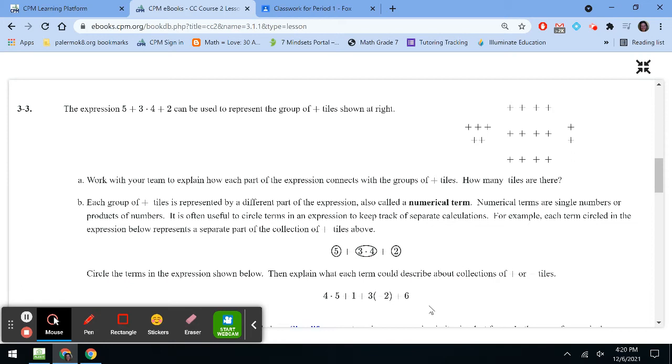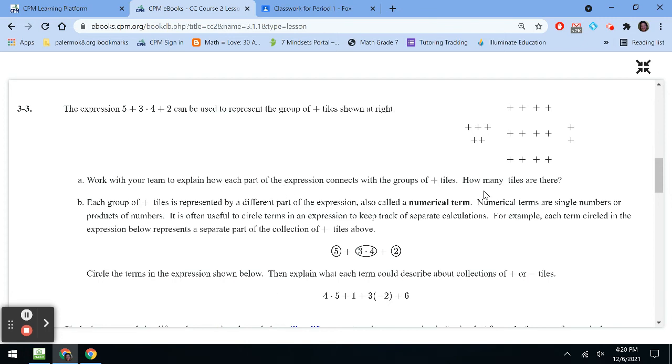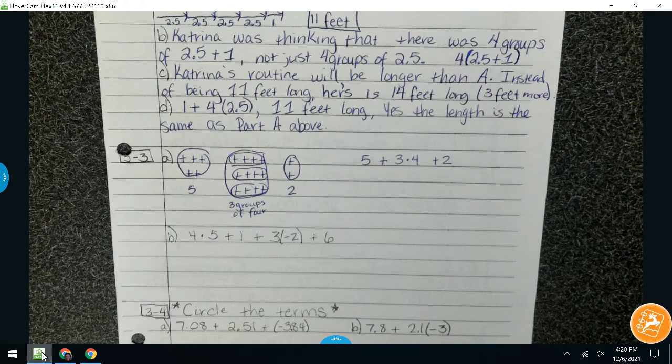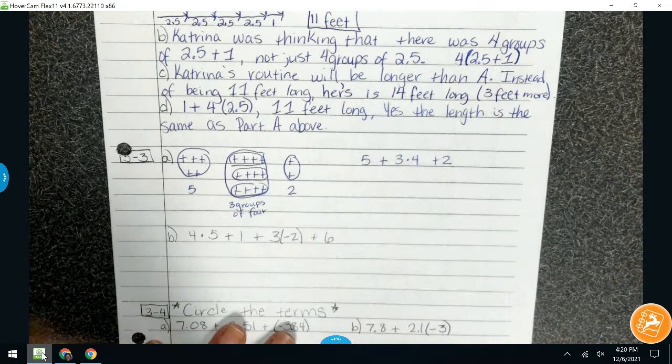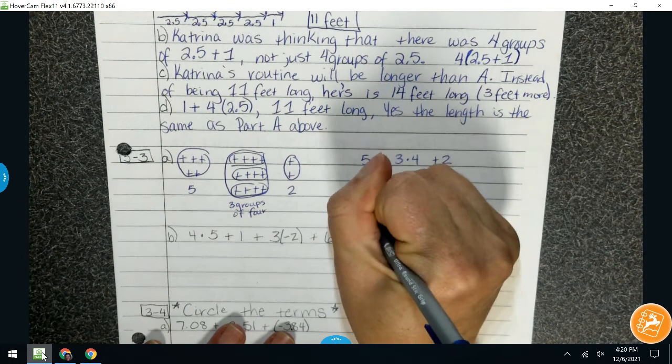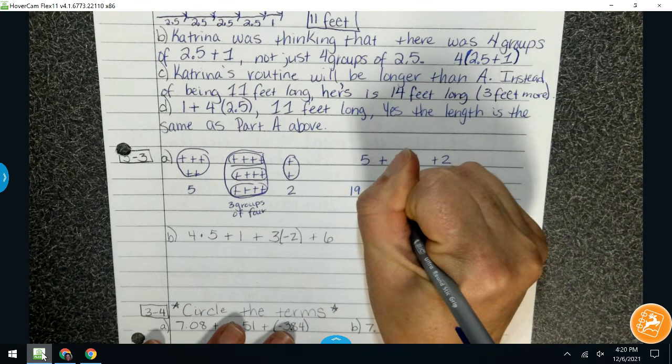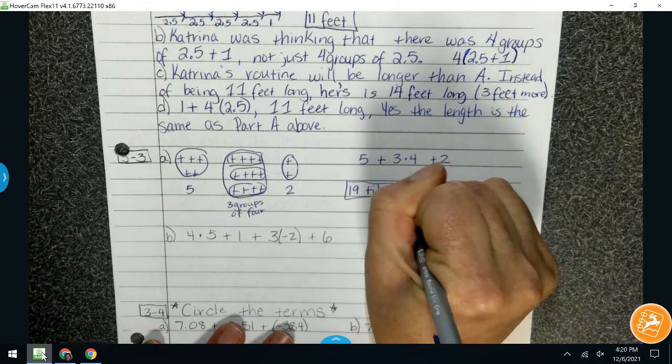And of course, knowing me, I realized as soon as I clicked stop recording that I had forgotten to do the last part of the problem, which is how many tiles are there. So I can count these. I also can count the ones on my paper as well here. And so altogether, I have 19 tiles. Sorry about that.